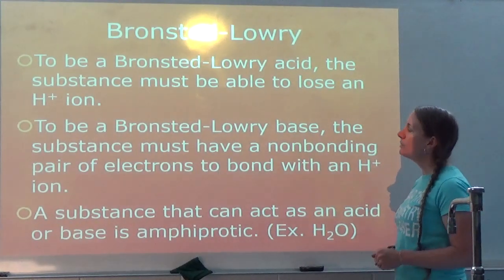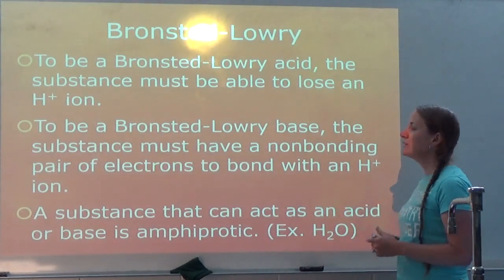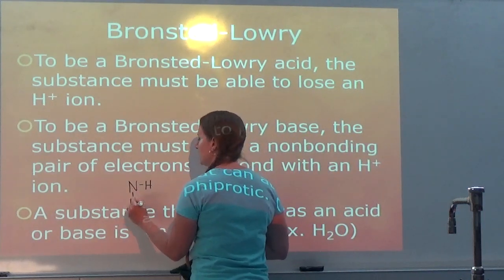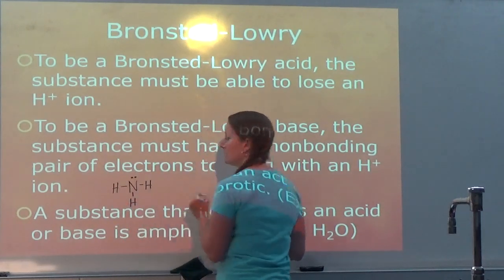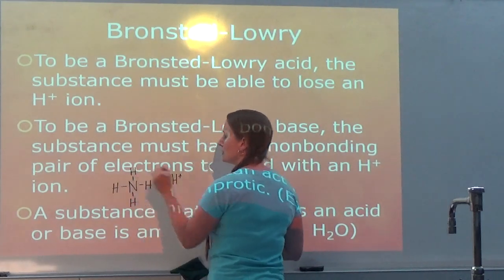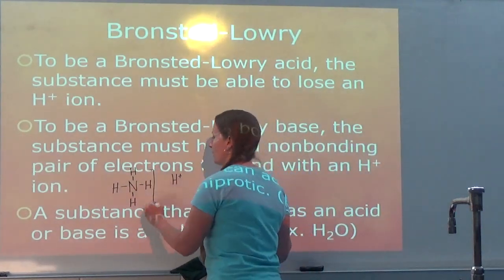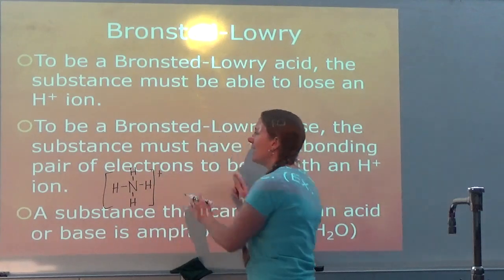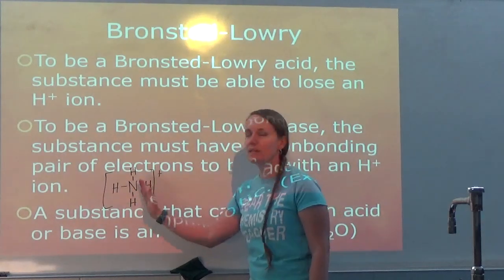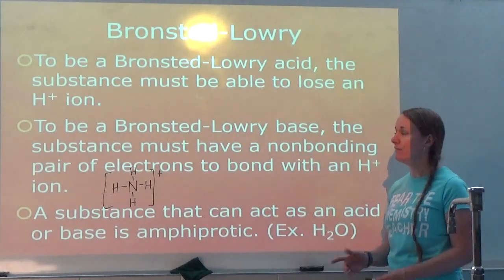And then to be a Bronsted-Lowry base, a substance must have a non-bonding pair of electrons to bond with an H+. That's why I say NH3 is our most common weak base, because it looks like this. When that H+ comes in, it will form a bond just like that. So for example, if it said NH4+, could that be a Bronsted-Lowry base? Well, now there's no more lone pairs to accept another H+. So at this point, this could not be a Bronsted-Lowry base because it doesn't have the ability to accept any more hydrogens.